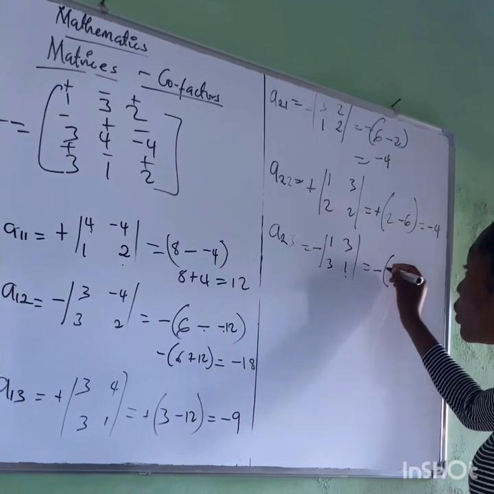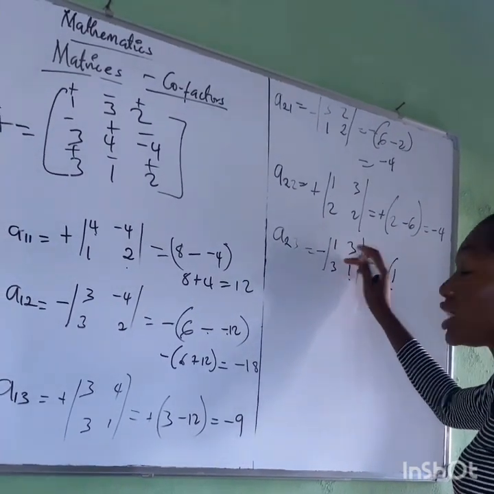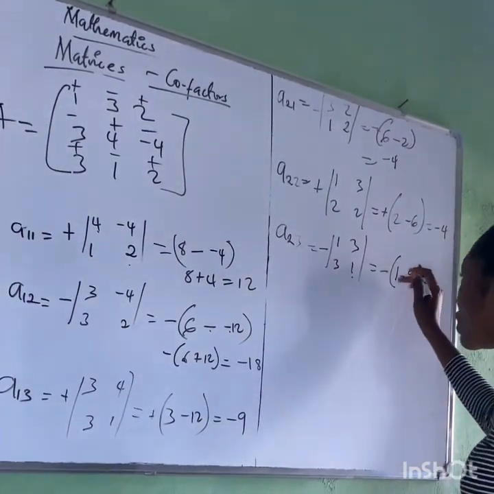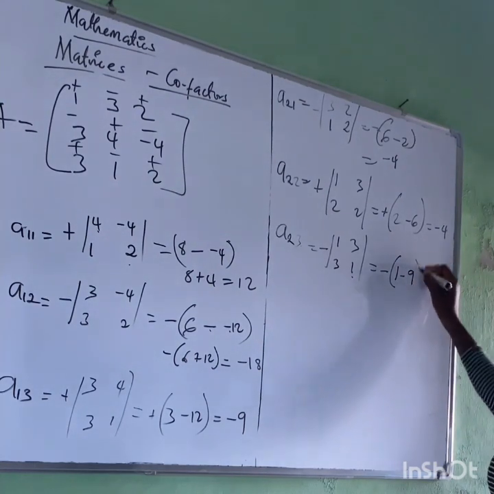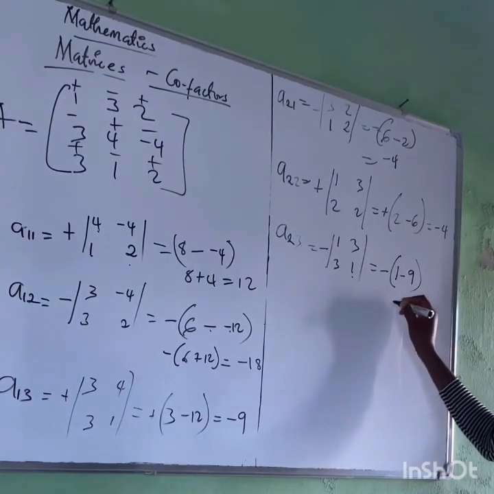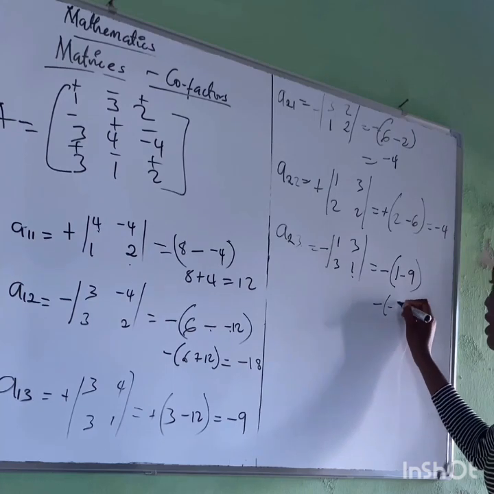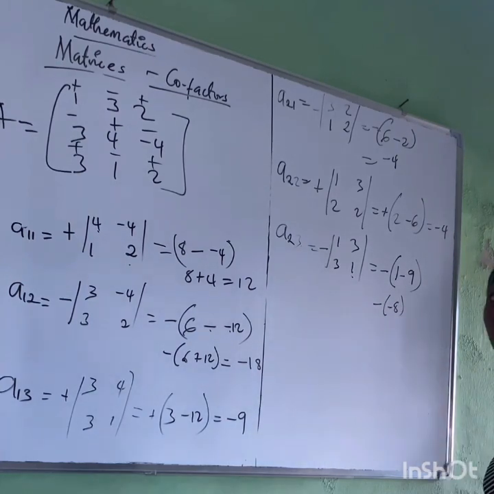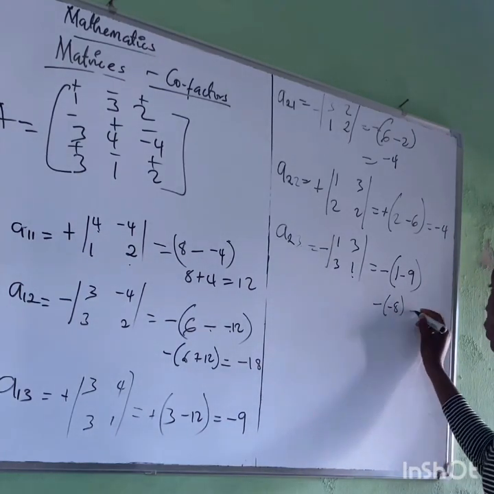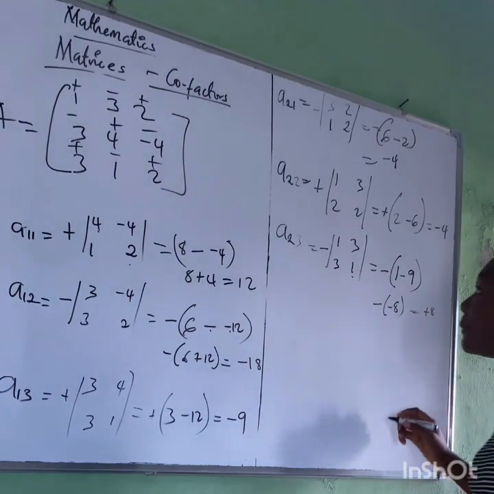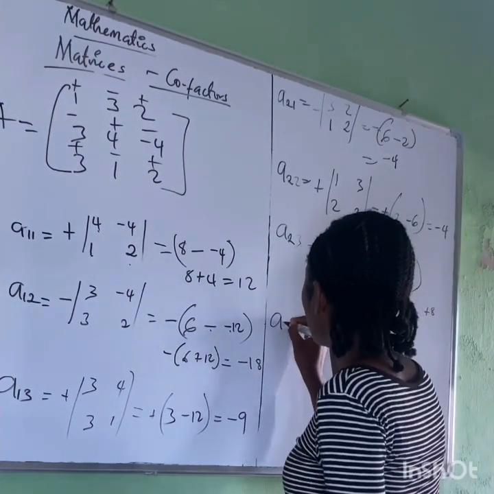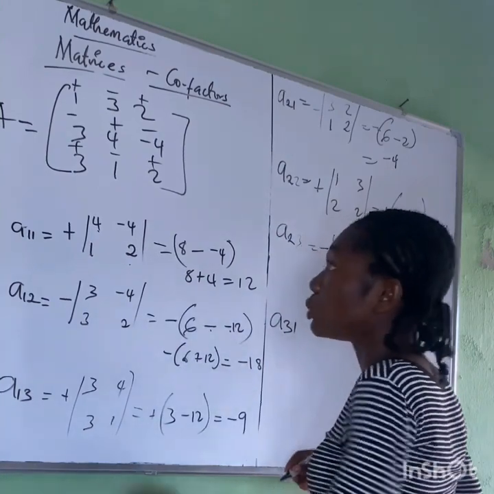1 times 1, we have 1, and then minus 3 times 3, we have minus 9. Minus from the formula. Now 1 minus 9 is going to be giving us minus 8. There is a minus outside the bracket, right? Now minus becomes plus 8. Are we there? Now we have our third row, first column, which is this.